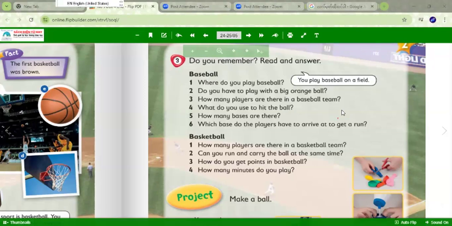So your answer is? You have to play with a small white ball. Very good. Very good. So here is the number 2 answer. Do you have to play with a big orange ball at baseball?